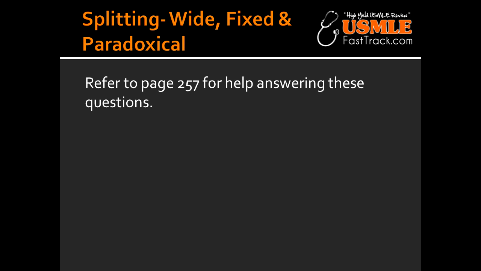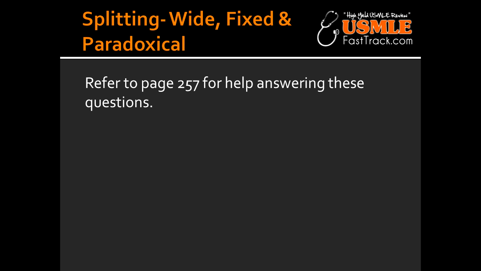What are some of the conditions that can lead to paradoxical splitting? Paradoxical splitting happens in conditions that delay the left ventricle emptying, such as in aortic stenosis and in left bundle branch block. Describe physiologically what is happening in paradoxical splitting.